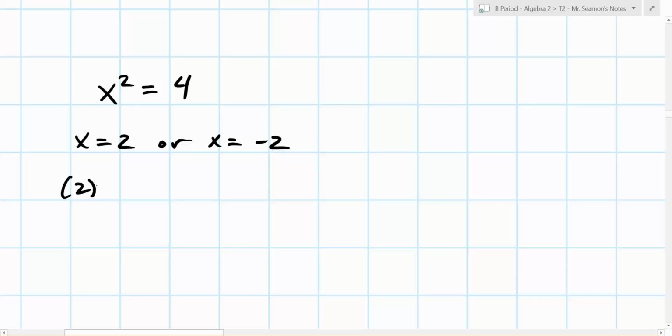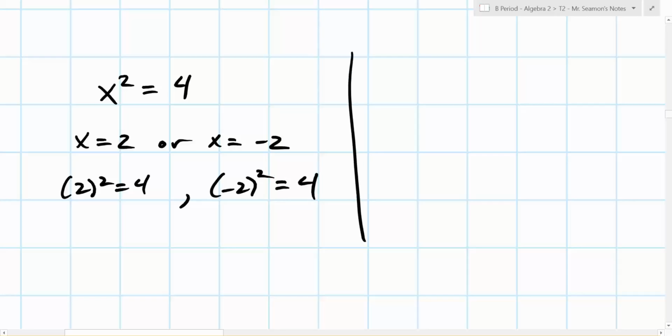For example, here's something you can answer. If I said x squared is equal to 4, what are the 2 solutions to that? Negative 2. x equals 2 or x equals negative 2. Why? Because 2 squared is 4 and negative 2 squared is 4.